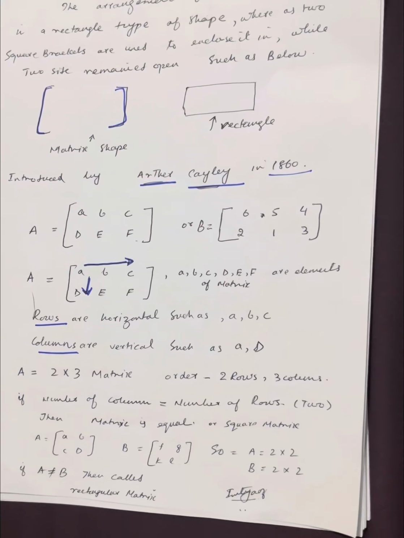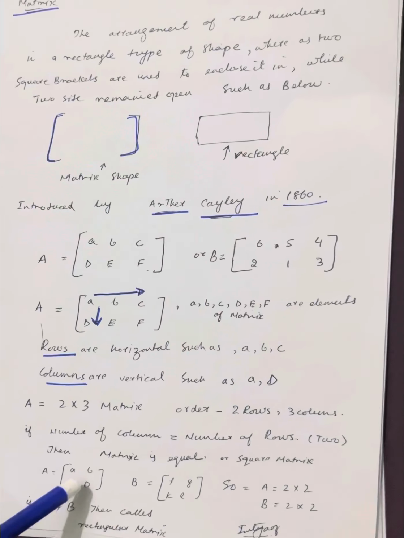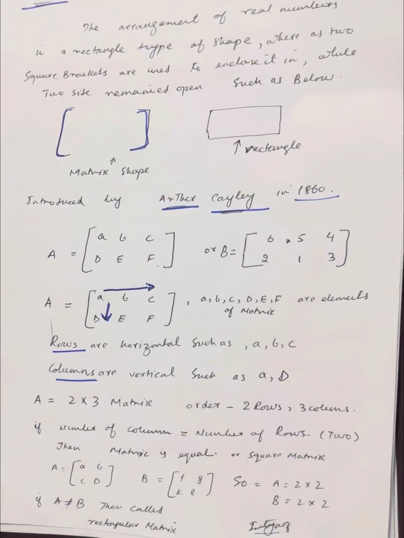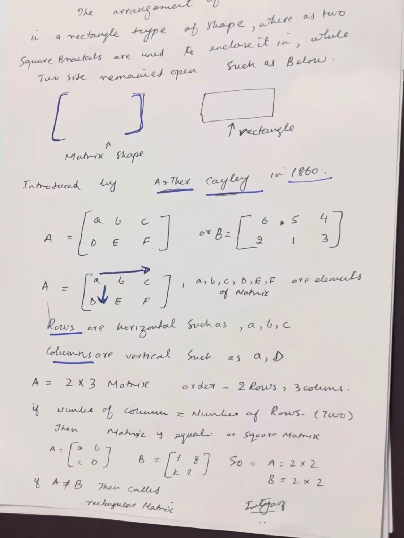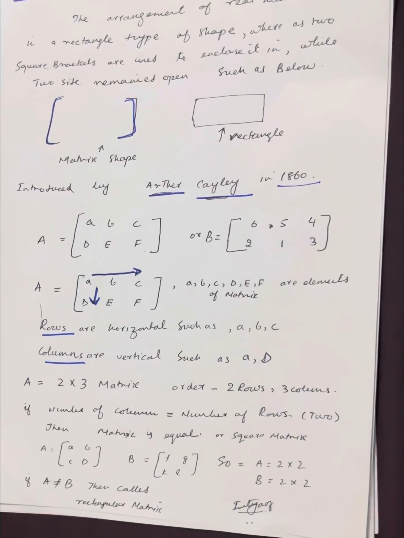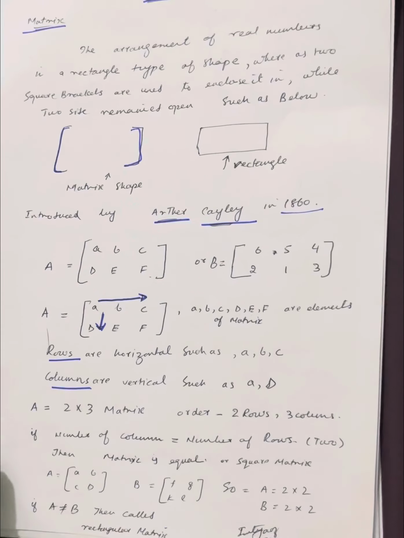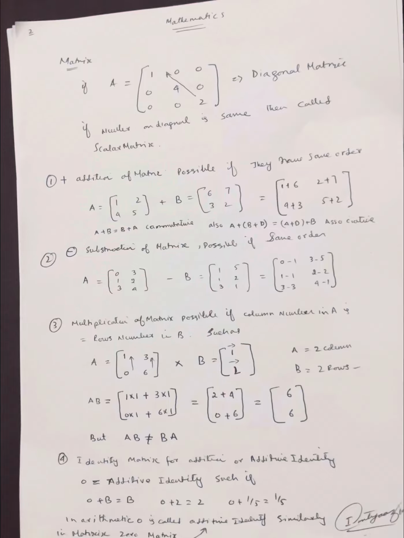a square matrix. Like A is equal to the matrix A, B and C, D, like this. So this is a square matrix of order 2 by 2, so 2 rows and 2 columns. And if the rows and the columns are not equal, then it's usually called a rectangular matrix.